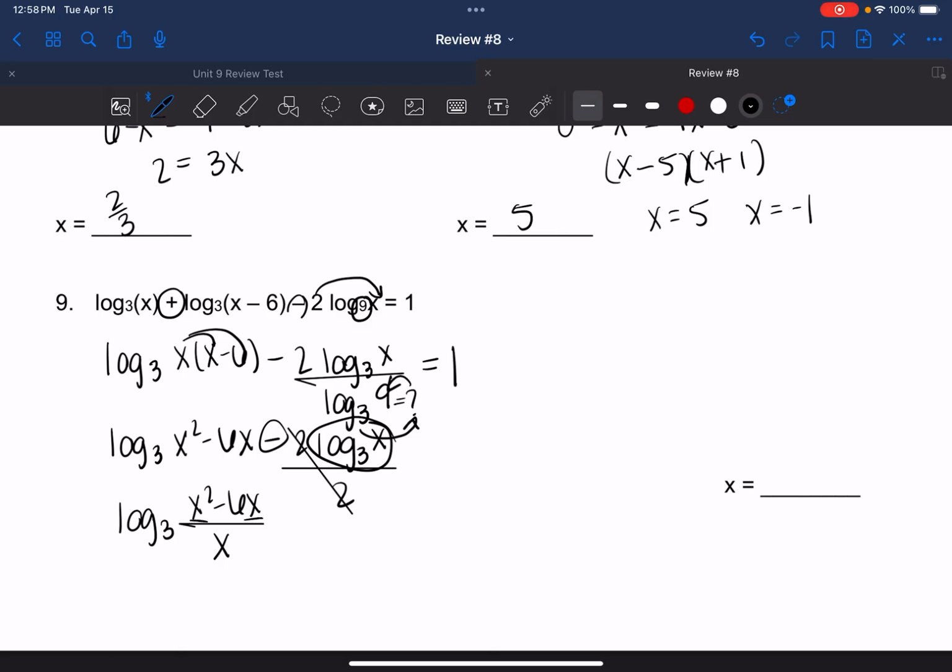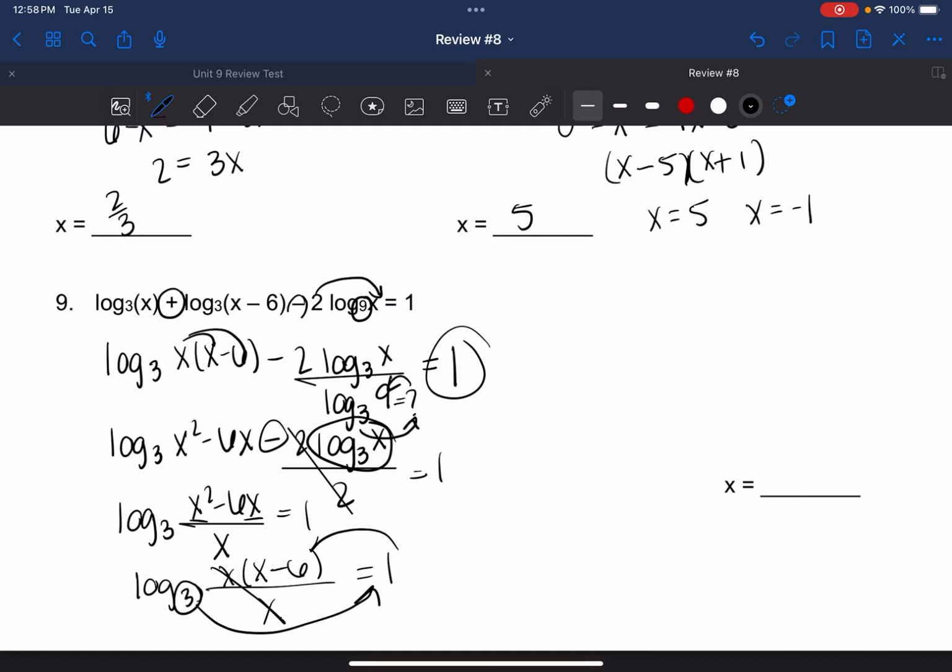Well, both of these have a term of x in them. So I could say this would be log base 3 of x times x minus 6 over x. Those divide out. Again, this is always equal to this 1 over here. And then I can rewrite. This to this power should equal this. So 3 to the first equals x minus 6. So I'd have x equals 9. I'll plug 9 in here, and I'm good. And here as well.